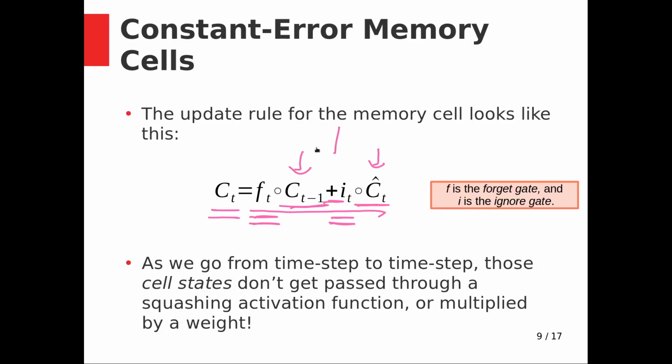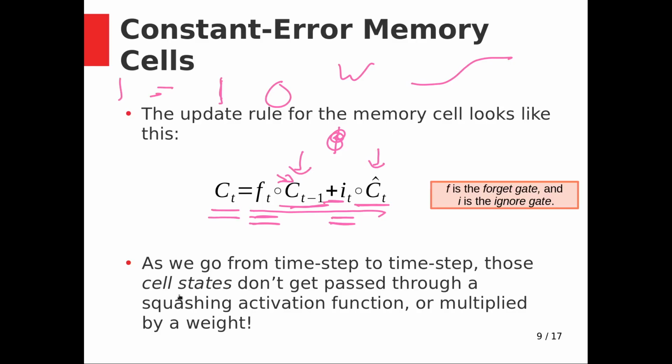Saying the derivative of plus is 1 is not technically correct, but sort of, we are not multiplying these by repeating weights, and we're not passing them through a squashing activation function. This thing just goes through a scalar multiplication with derivative 1, and then an addition with another thing, which is derivative 0. So it's constant error, derivative 1, basically.